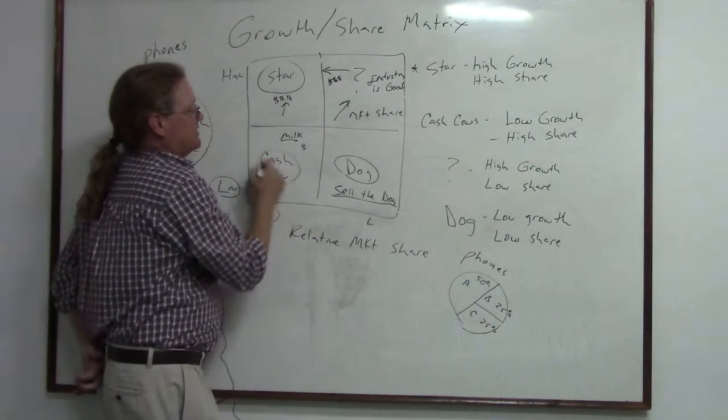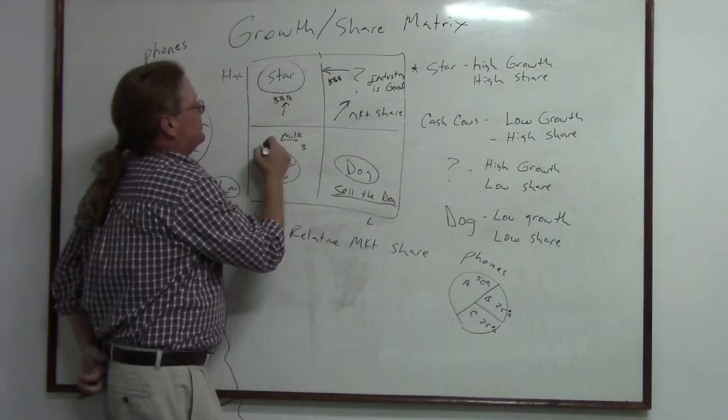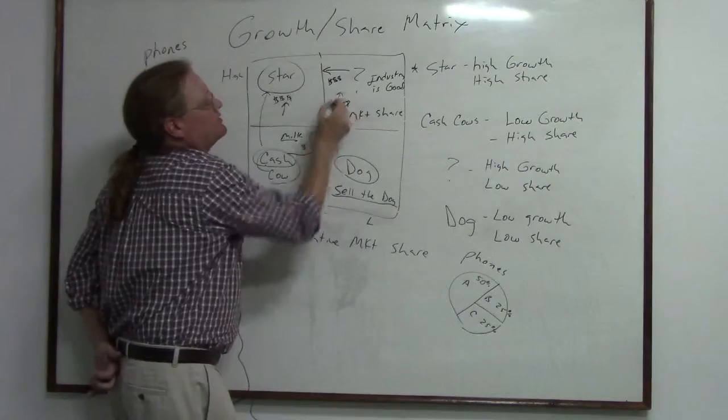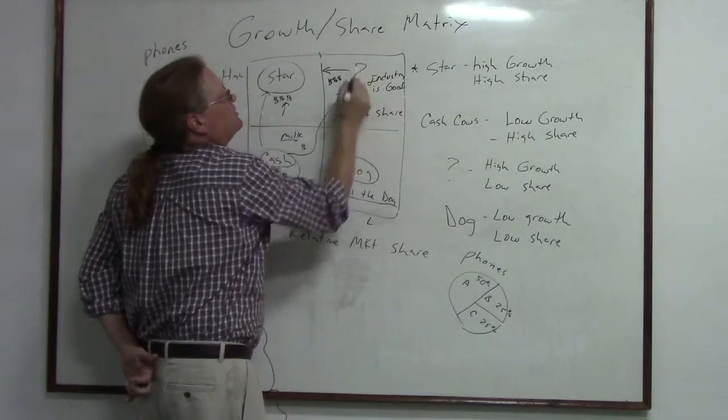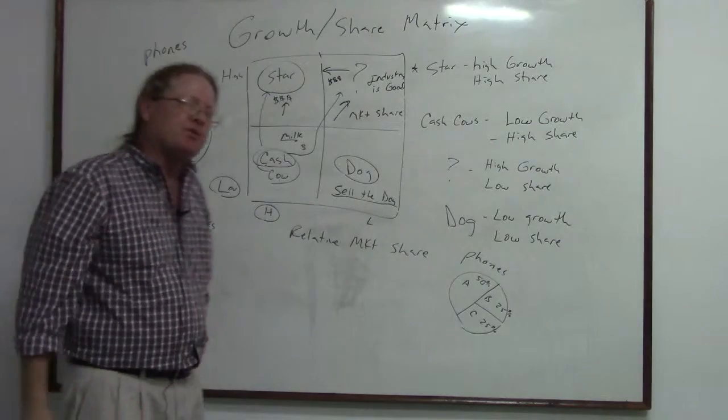And we need to pump money. Oh, we have all of this cash cow stuff going on. We got a lot of money flowing into here. Maybe we'll put that money up to the star to keep it there, or give it over to the question mark to see if we can get it to become a star. So that's just one way of looking at things.